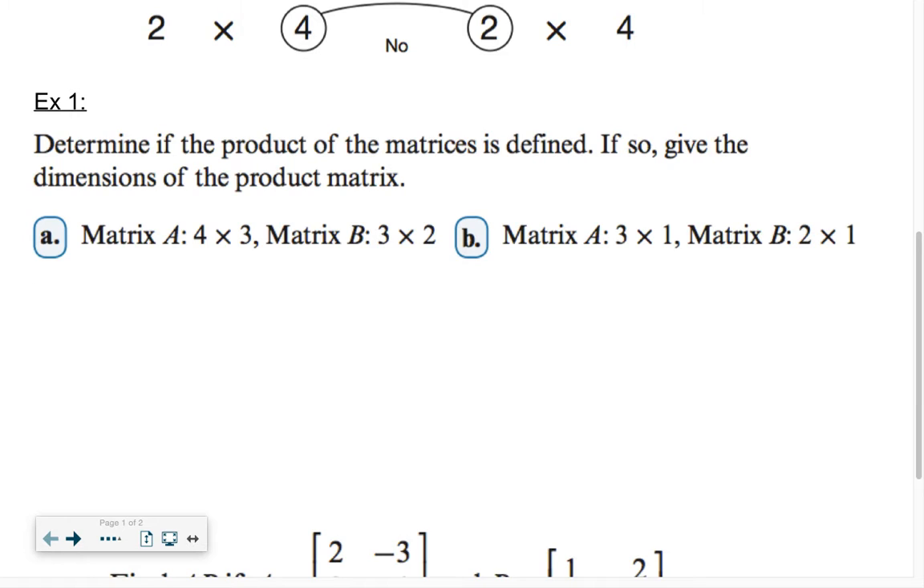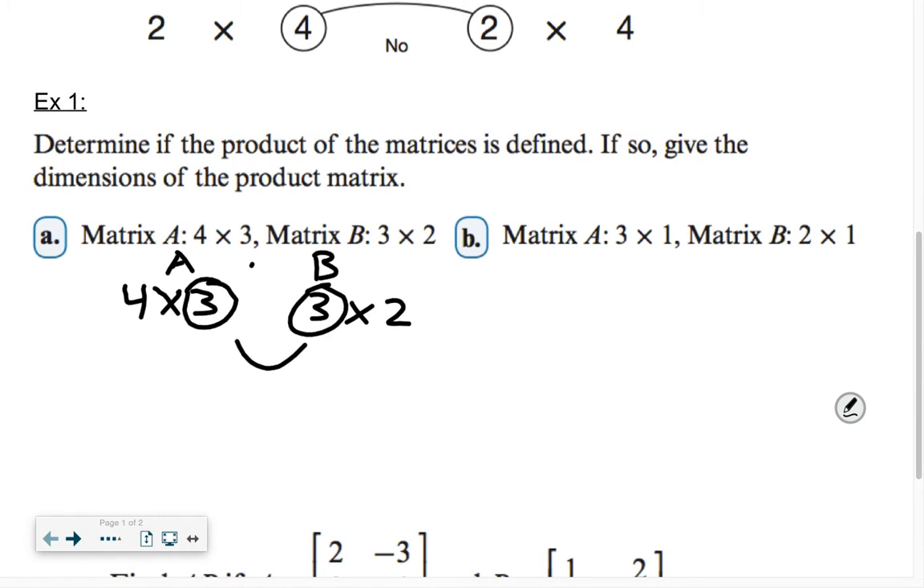We want to determine if the product of the matrices is defined, which means does it exist? Can we multiply these two matrices together? And if so, we're going to give the dimensions of the product matrix. So we begin with matrix A, and we are given matrix B. We know that matrix A is a 4 by 3, and we know that matrix B is a 3 by 2. So A times B. And we ask ourselves, are the inner dimensions the same? Are they in this case? Yes, they are. Those two are the same. So yes.